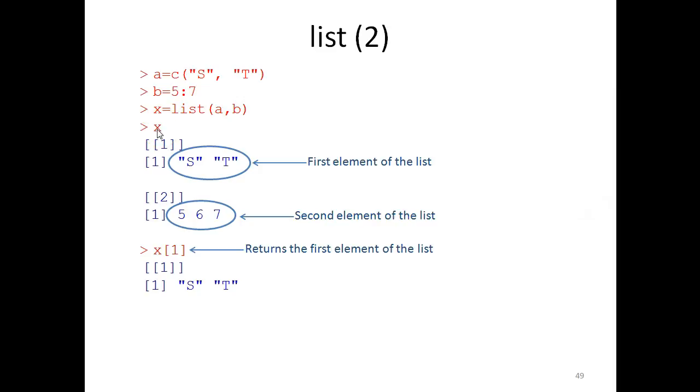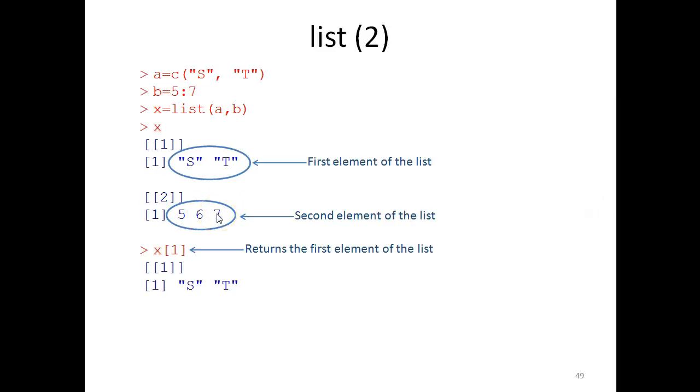And if we look at X, we get this first bracket, bracket, 1, bracket, bracket, telling us that this is the first element of the list, and then comes the element S T, and this bracket 1 bracket here, that's the ordinary 1 that is returned in front of each object always when a vector is printed. And then we get the bracket bracket 2 bracket bracket telling us that here comes element 2, and this element is a vector containing 5, 6, and 7.